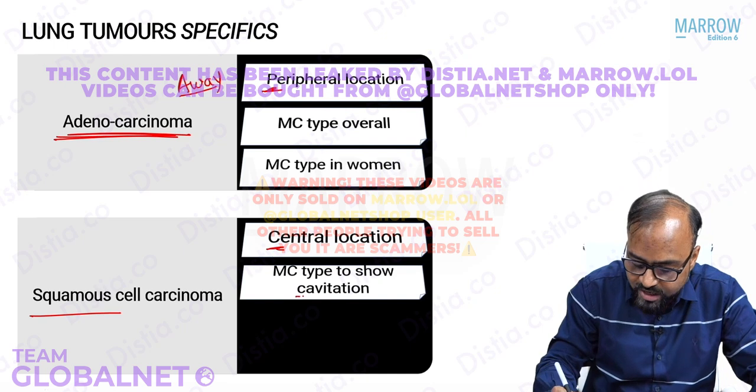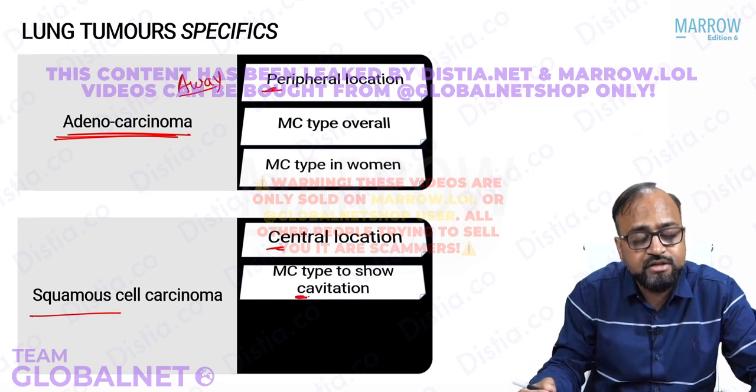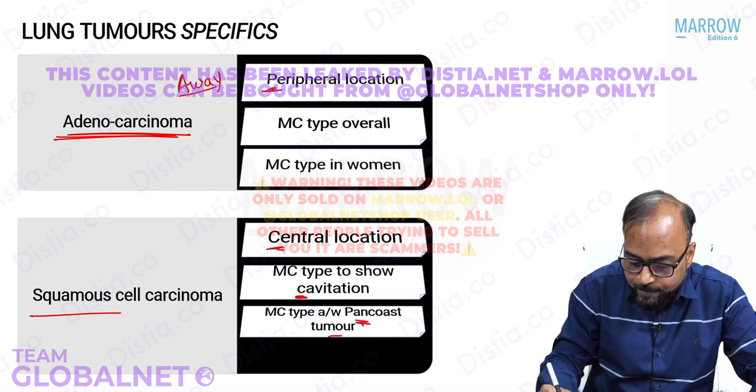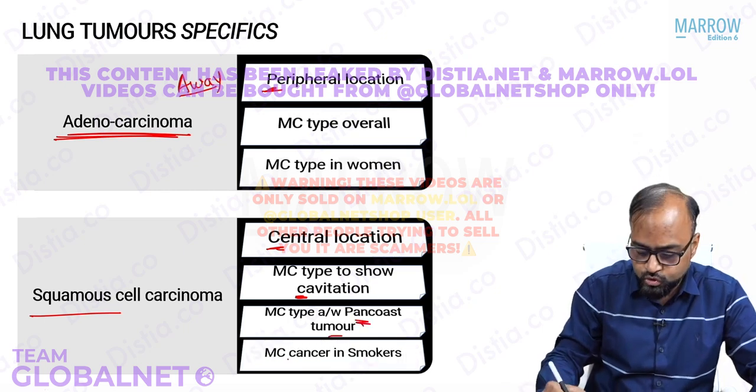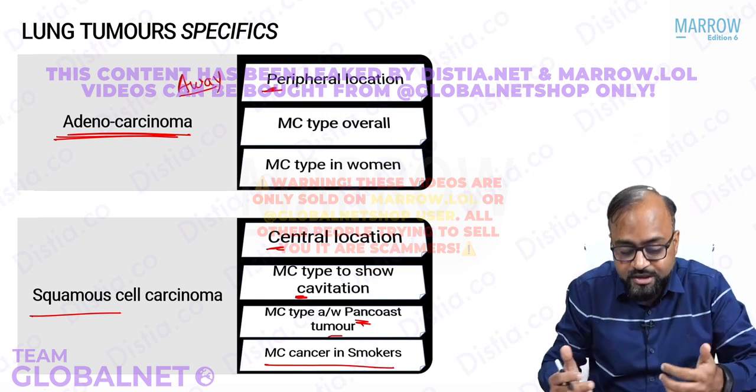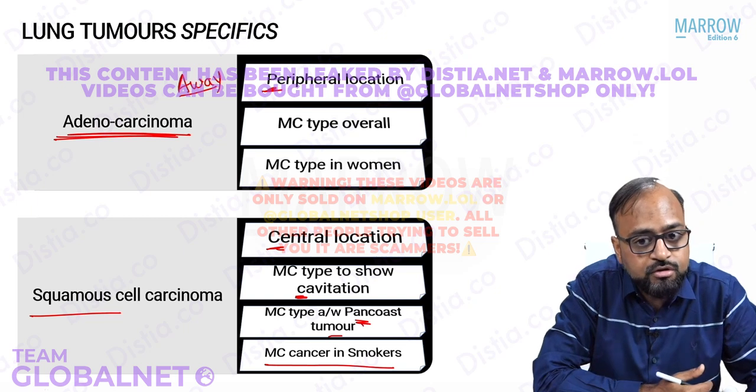Most common type to show cavitation, right? So central in location, most common type to show cavitation. It is most commonly associated with Pancoast tumors and it is the most common cancer in smokers. So squamous cell is seen in smokers. It is central in location, shows cavitation and is associated with Pancoast.